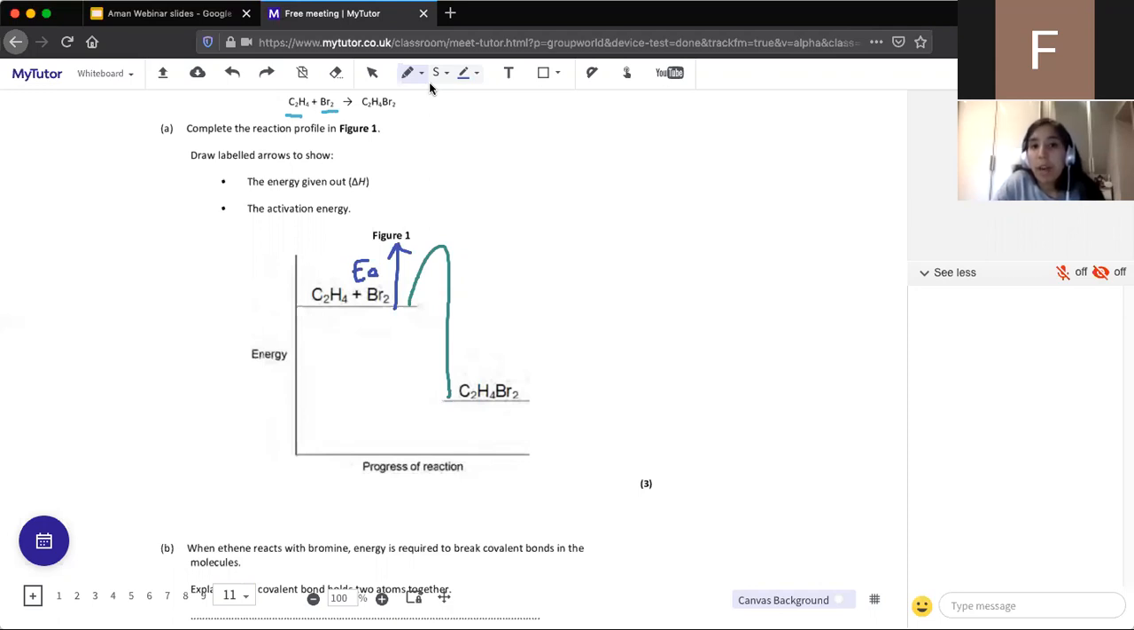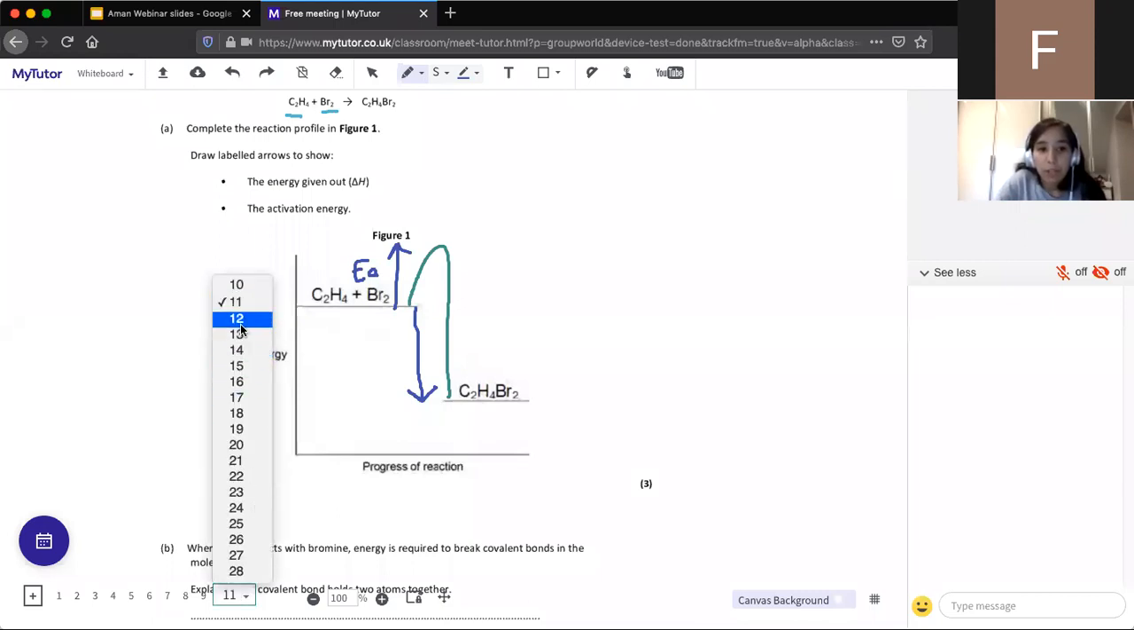So the energy given out is another term for the overall energy change. So effectively in this graph, it would be from the reactants to the products down like that, and it's overall energy. You need to make sure it's a downwards arrow to show that energy is being lost and therefore given out. Excellent. So let's go on to the next question.